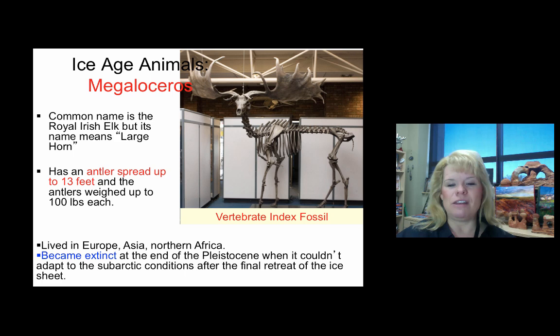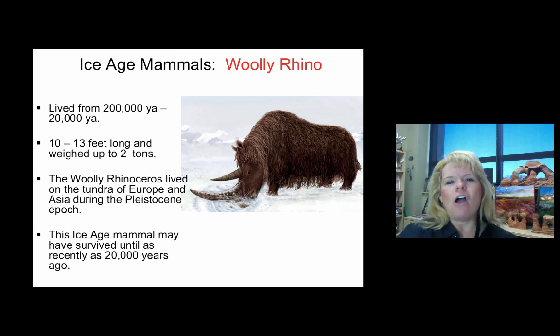He is something else. All right, woolly rhinos. Woolly rhinos lived from about 20,000 to 200,000 years ago. We didn't have them in North America, but we do find them in the tundra of Europe and Asia. So you guys saw one at Life Partners, or at least a replica, and then some bones of a woolly rhinoceros.